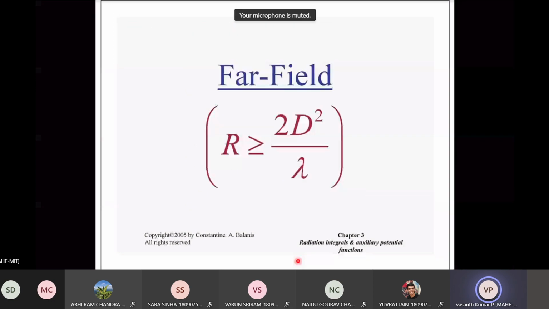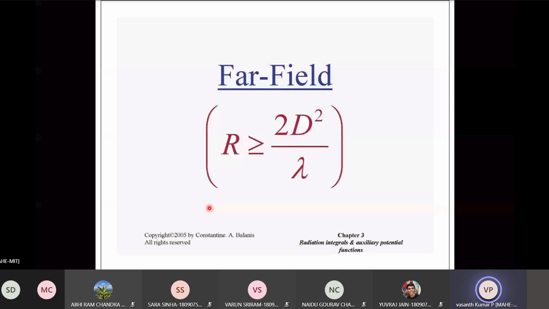So next we will consider far fields. Now these equations, what we have seen, can be applied for any region. Expressions for E and H can be expressed for any region. Now we'll see whether, for far fields, there is a simpler solution. Is there a simpler equation for far fields?